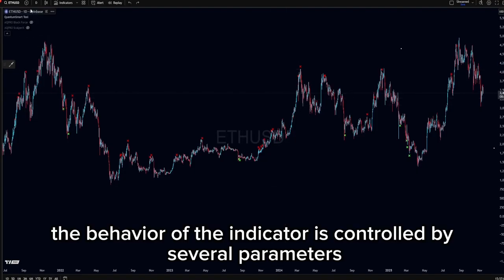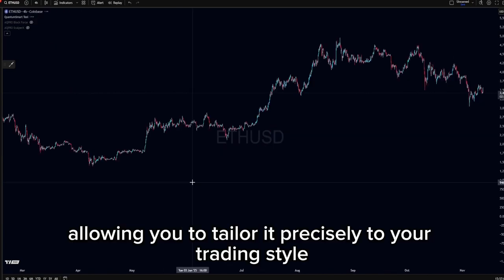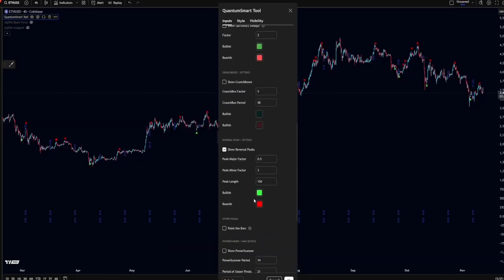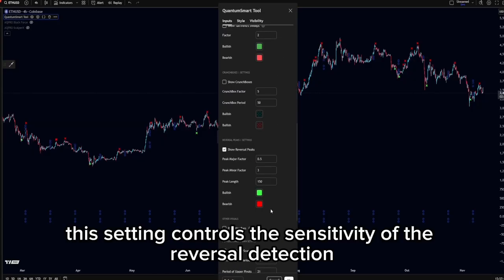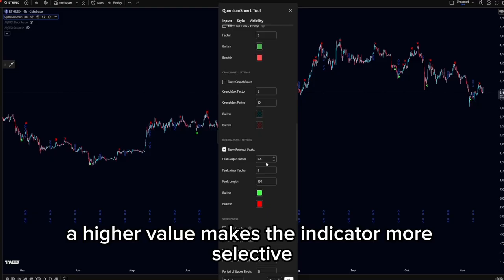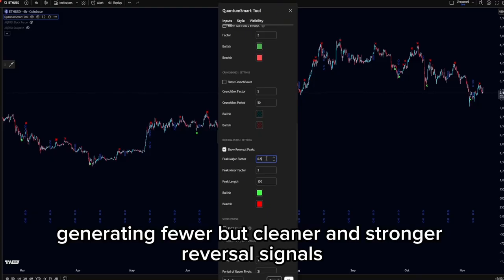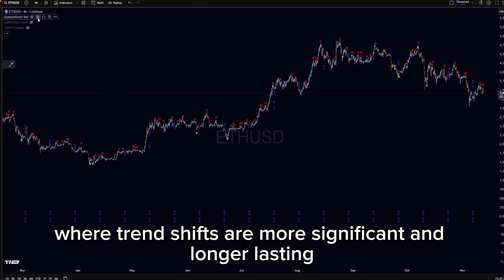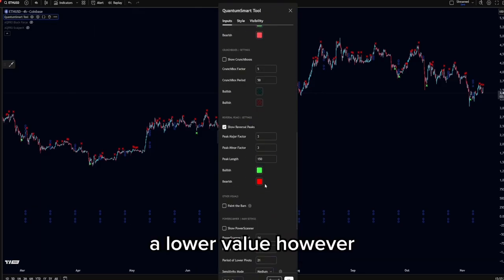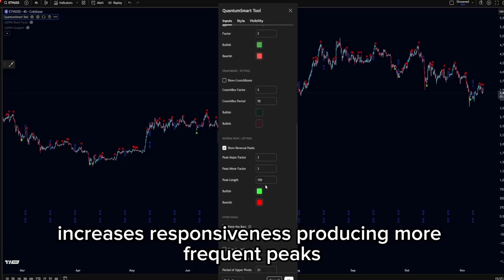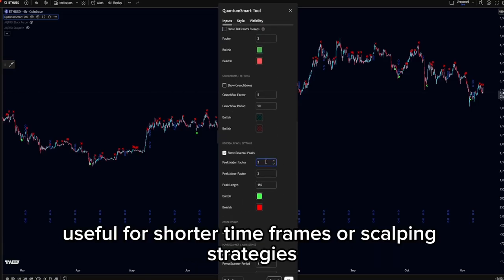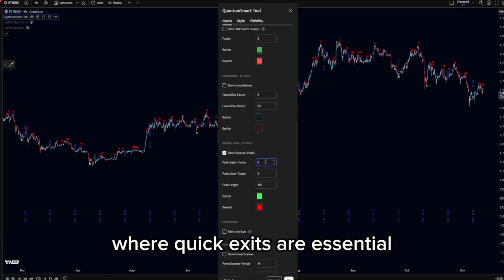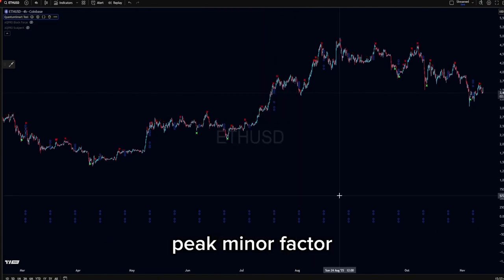The behavior of the indicator is controlled by several parameters, allowing you to tailor it precisely to your trading style. Peak major factor. This setting controls the sensitivity of the reversal detection. A higher value makes the indicator more selective, generating fewer but cleaner and stronger reversal signals. This is ideal for higher timeframes, where trend shifts are more significant and longer lasting. A lower value, however, increases responsiveness, producing more frequent peaks, useful for shorter timeframes or scalping strategies where quick exits are essential.